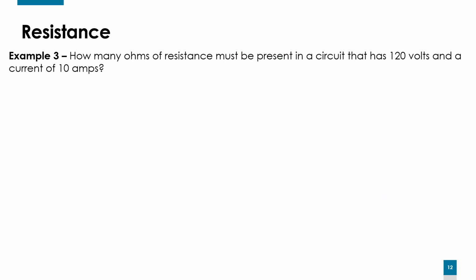Let's do another one. How many ohms of resistance must be present in a circuit that has 120 volts and a current of 10 amperes? So let's read again and highlight. How many ohms of resistance, so it's asking me the resistance, must be present in a circuit that has 120 volts and a current of 10 amperes.